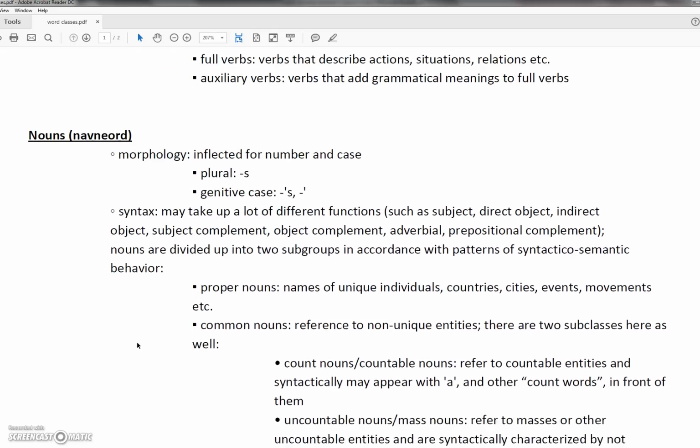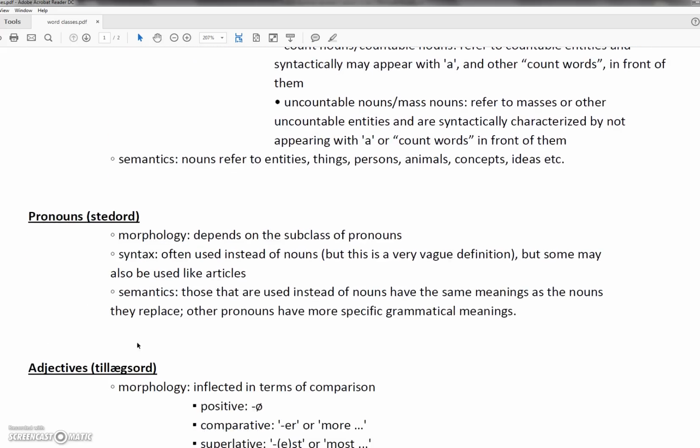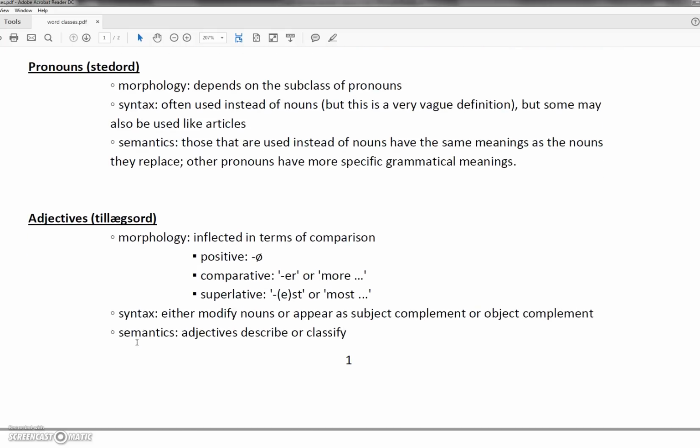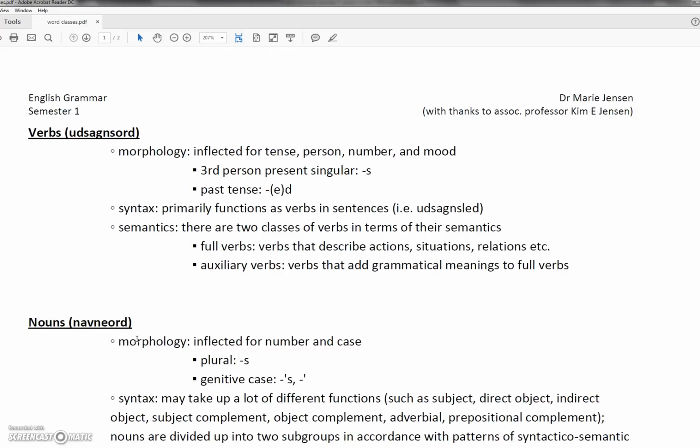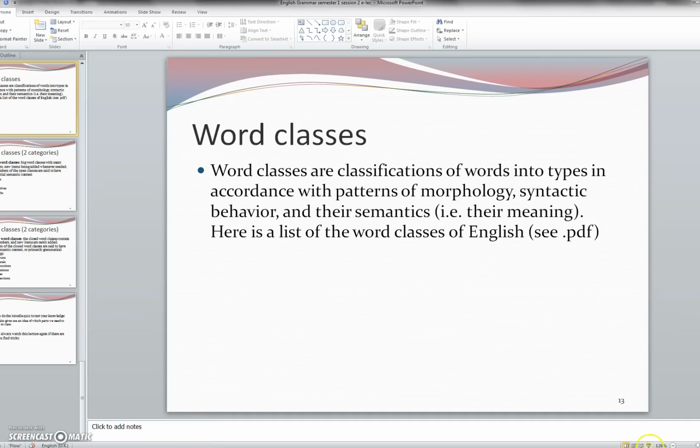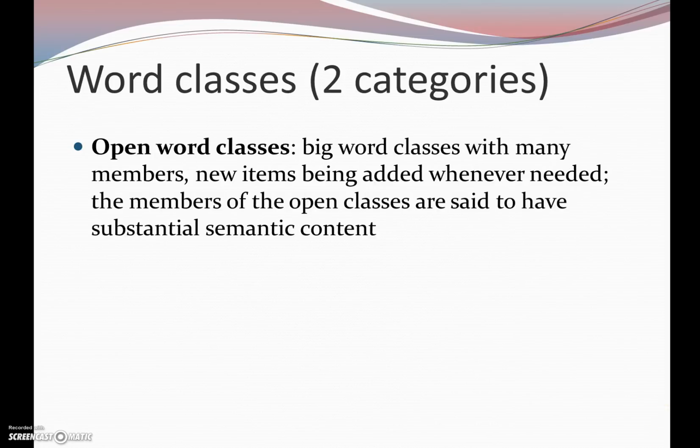And obviously this course is structured around these word classes, so we will be revisiting these throughout the 2 semesters of this course. So let's just go back to this. Now, when we talk about word classes, we talk about 2 categories. We have open word classes and closed word classes.